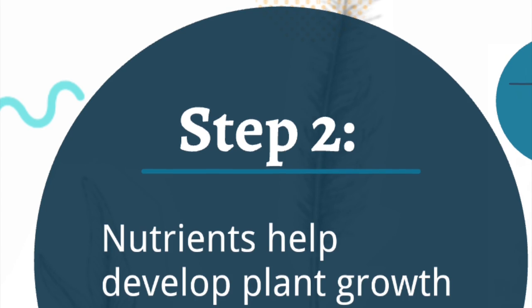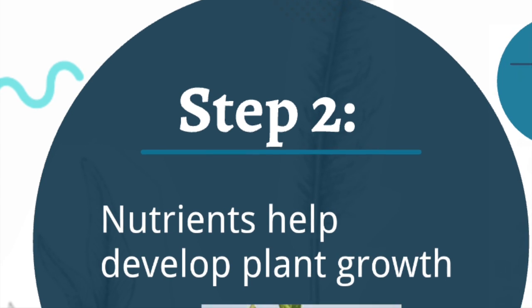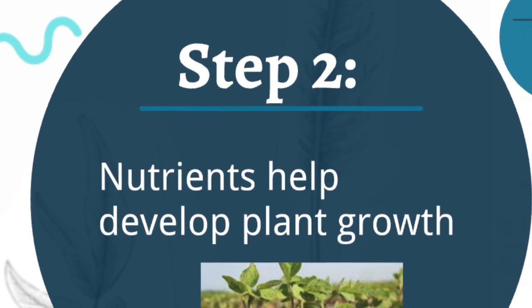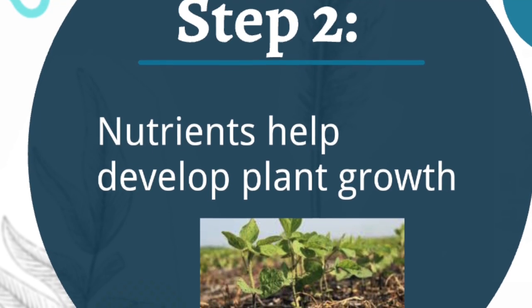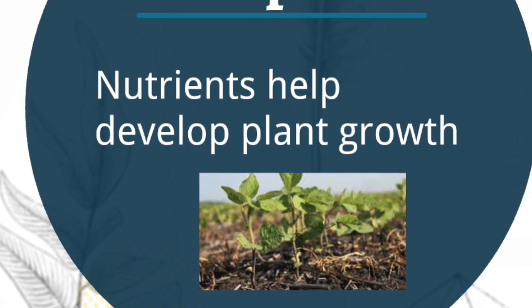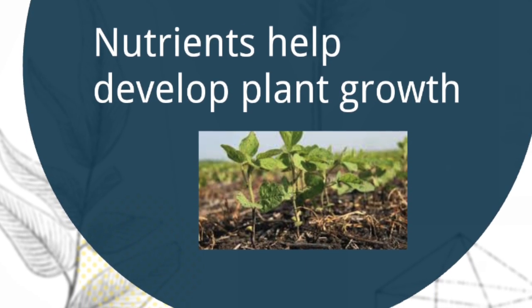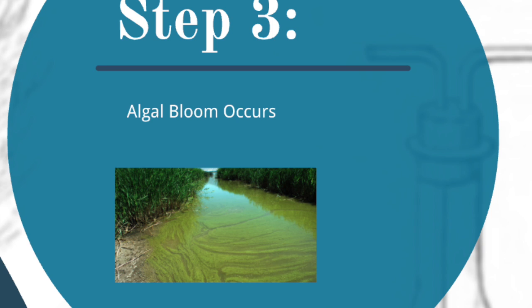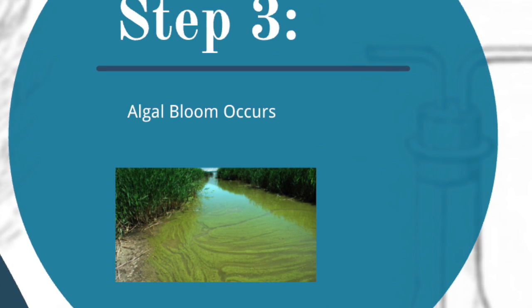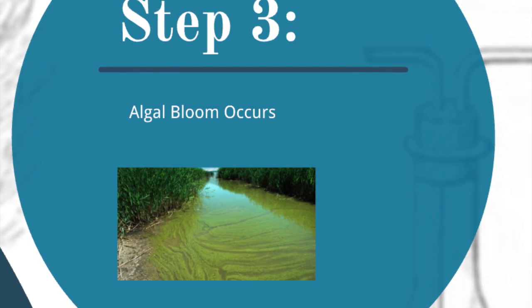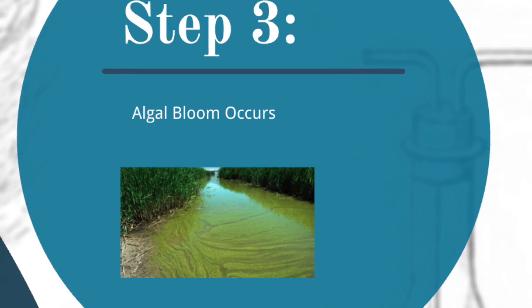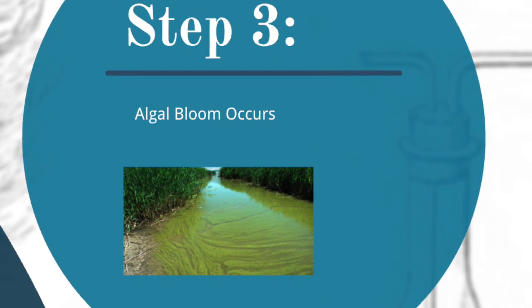The second step, the nutrients help develop plant growth. The runoff from the fertilizers helps quickly with the growth of the plants, but also with the algae.